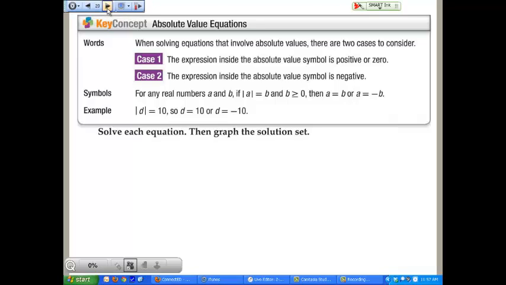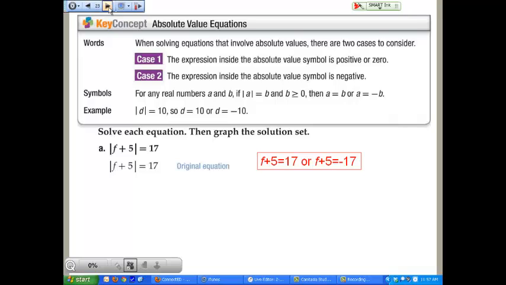Solve each equation, then graph the solution set. Let's take this a little bit further. You have the absolute value of f plus 5 is equal to 17. Our absolute value is already on one side, and our 17 is on the other side, so we don't have a lot of isolating that has to be done here. We're going to start off, of course, with the original equation. Write that on your paper.